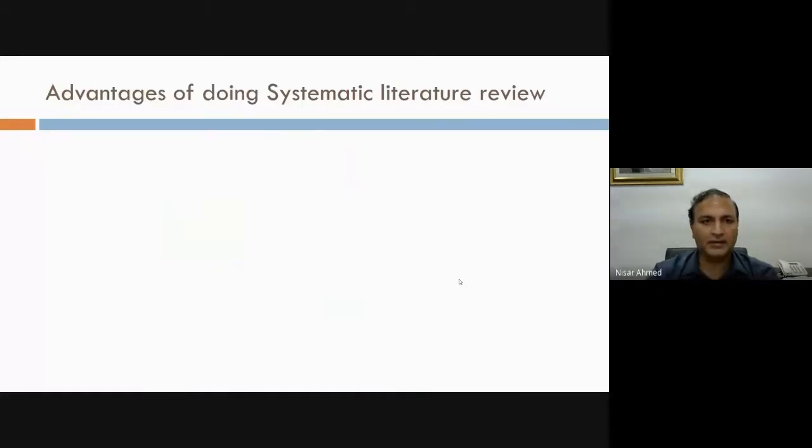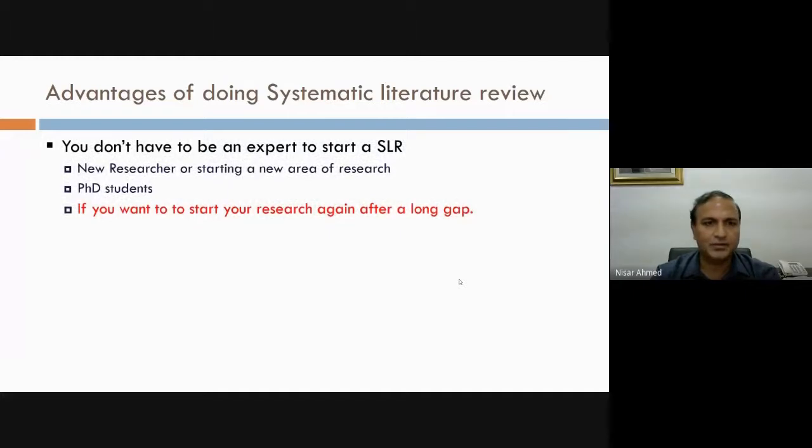And let me tell you some advantages of doing a systematic literature review. So the first thing is that you don't have to be an expert to start a literature review. And let me explain this. This is especially for PhD students and new researchers who want to start something on a new topic. My recommendation is that they should do a systematic literature review first, in order to identify the gaps, in order to identify the whole area of research. This is very important.